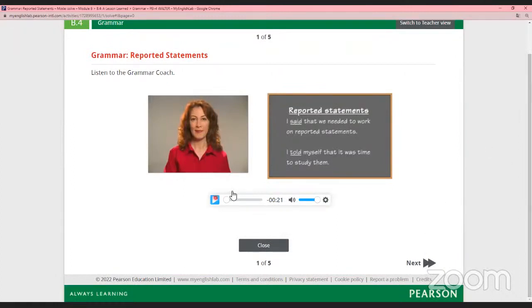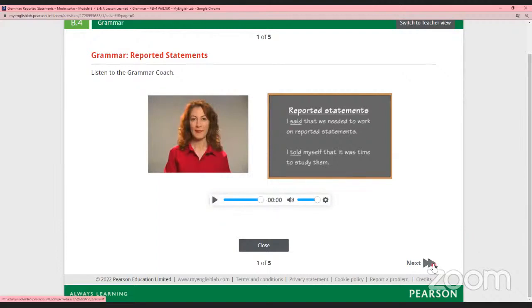Hi. Last time I said that we needed to work on reported statements. I didn't. No, I told myself that it was time to study them. Maybe I forgot to tell you. I just used 2 examples of reported statements. Do you know what they are? Let's find out more.